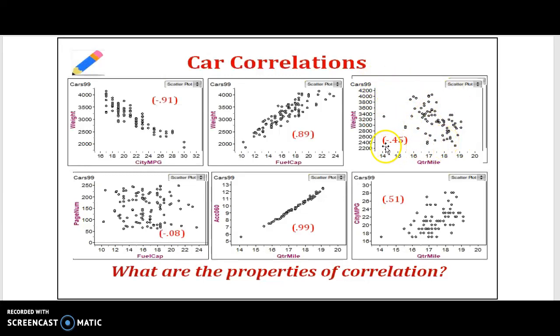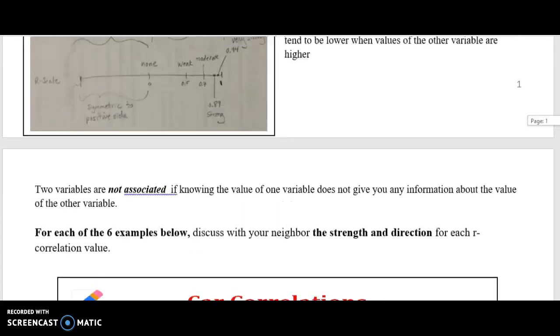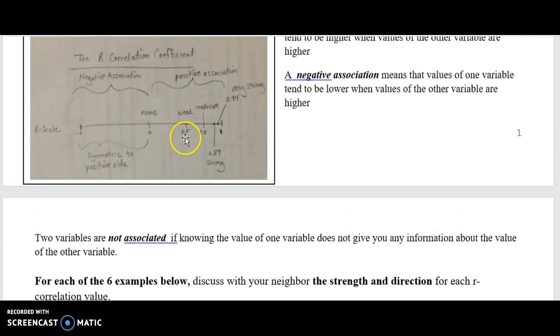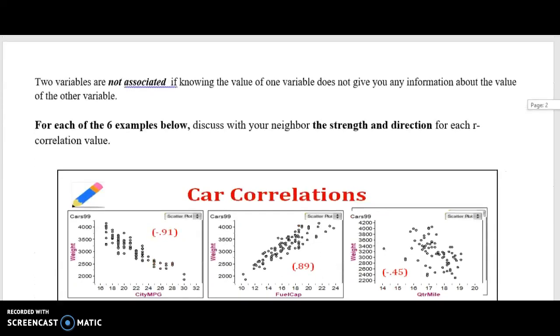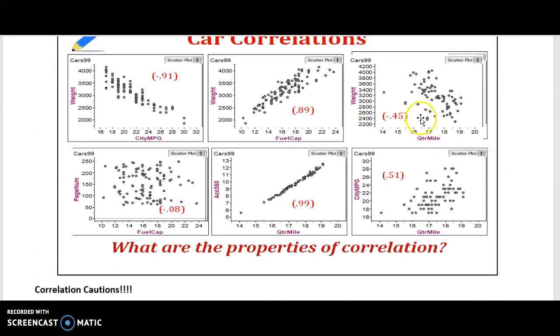You can tell that because the value is negative 0.45, but going back to your scale, 0.5 is weak, negative 0.5 is weak. So negative 0.45 would be negative weak association.